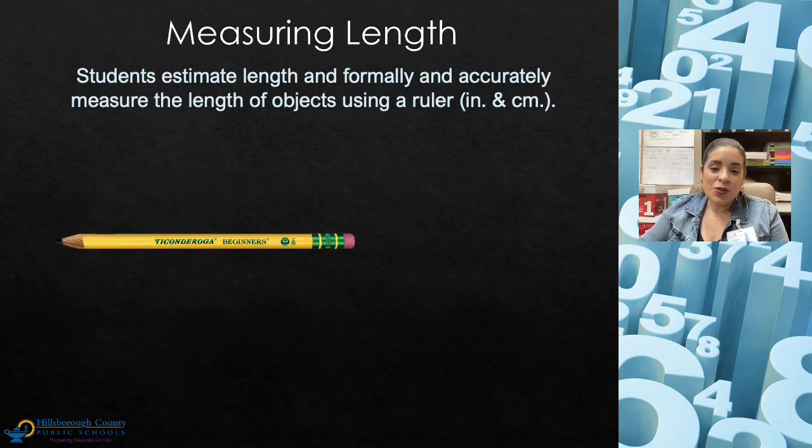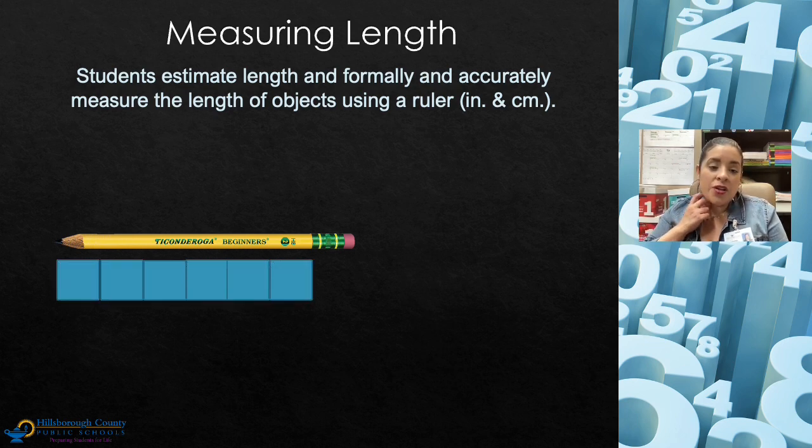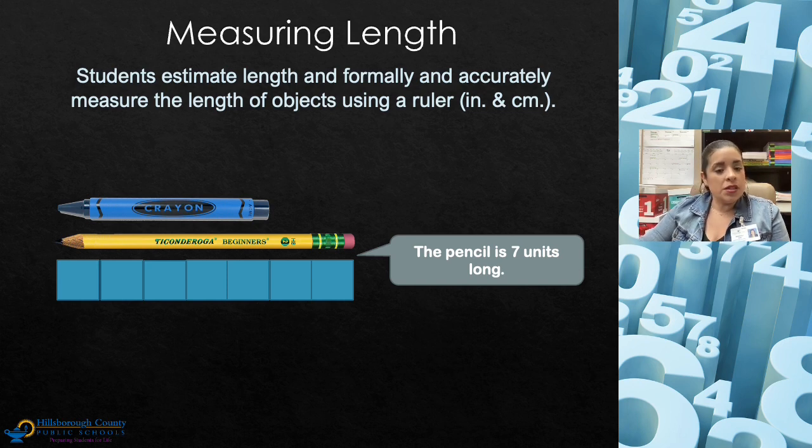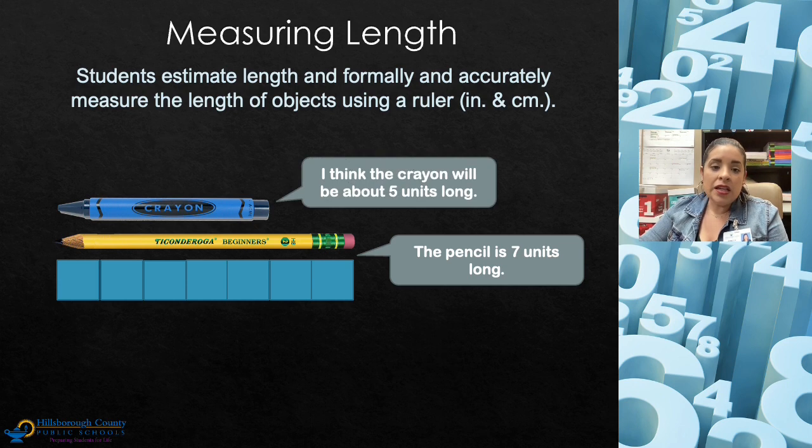In first grade, students will begin measuring with standard units such as inches and centimeters. Take a look at this pencil. In kindergarten, they used non-standard units and were able to make sure that they were next to each other without gaps or overlaps. They could say, this pencil is 7 units long. They could also put another object and estimate, if this pencil's 7 units, how many units do you think that the crayon is? And they could say the crayon will be about 5 units long.